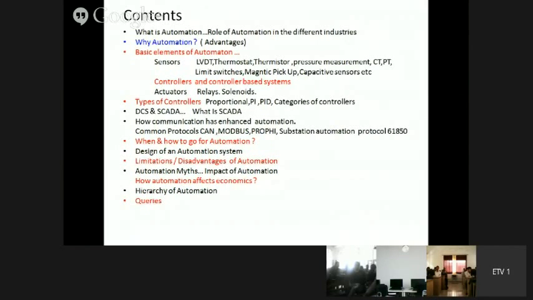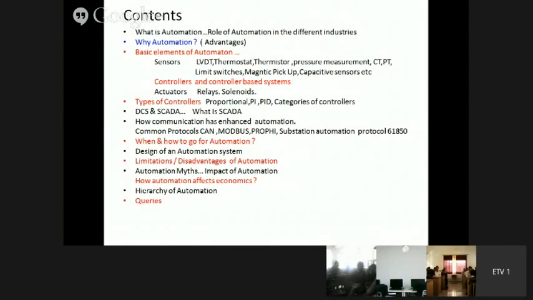The basic elements of automation. What are the basic elements of automation? Suppose you have a process which needs to be automated, then there are certain elements which are the basic elements, and that form the total automation process. We can name them such as sensors, LVDT, thermostat, thermistor, pressure measurement, CT, PT, limit switches, magnetic pickups, capacitive sensors, etc. We can name many more also.